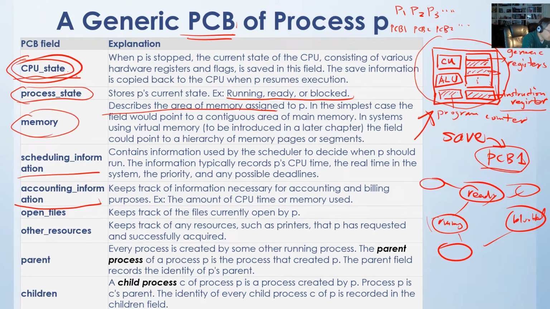And the open files, every file that this process opens, and other resources. Now the important thing is the parent and the children. Remember that a process may be created by another process, so you need to point to the parent. And the process is also going to create its own child process, or a couple of child processes. That information will be stored in the PCB field called children. So that's the detailed information about a generic PCB of a process P.